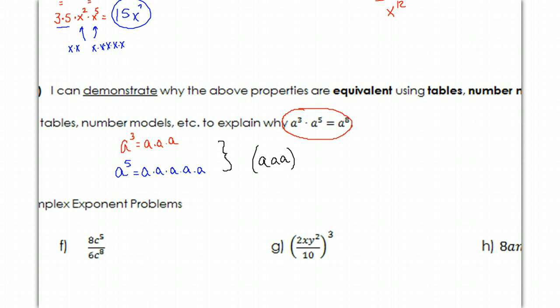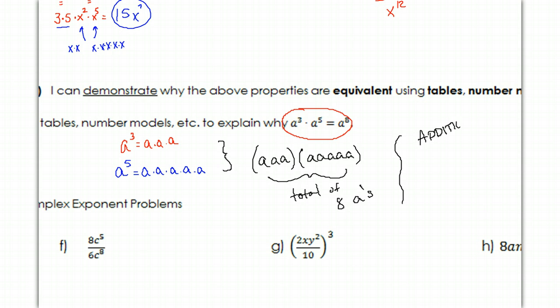I'll write it out one more time so you can see grouping it this way. So 3 a's and 5 a's. Here we have a total of 8 a's. So that explains why it's actually a to the eighth. It's not wrong to say, well, with the addition rule, we add the exponents and we get x to the eighth. But that doesn't explain why. We want to definitely be able to explain here that there's 3 a's, 5 a's, for a total of 8 a's.